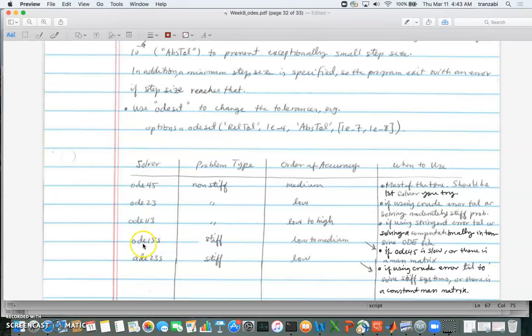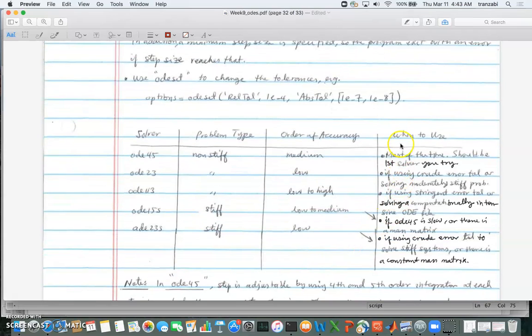Usually for stiff problems, we're going to use ODE15S, which is the combination of RK1 and RK5 for stiff problems, and the accuracy is about low to medium. We also have ODE23S, for stiff problems as well, because the order of accuracy is less than 5. The accuracy of that is actually low. And I have some quick comments on where these methods can be used.